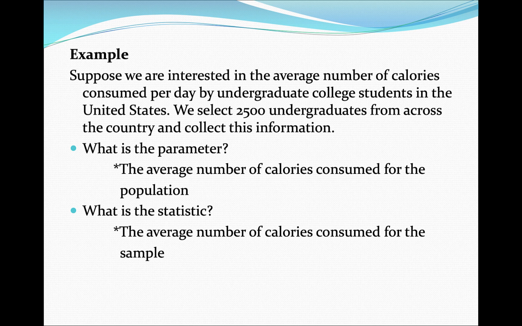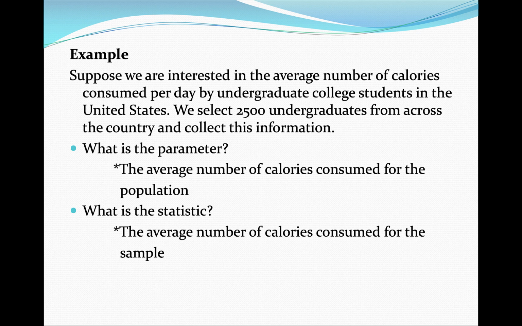So notice the parameter and the statistic are really similar in terms of a study. It's only the parameter goes with the population. It's the average number of calories consumed for the population in this case. And the statistic goes with the sample. In this case, it's the average number of calories consumed for our sample. Ultimately, what we do is we use our statistic to estimate our parameter. And of course, we know there's error in that process, but that's the way this process works.